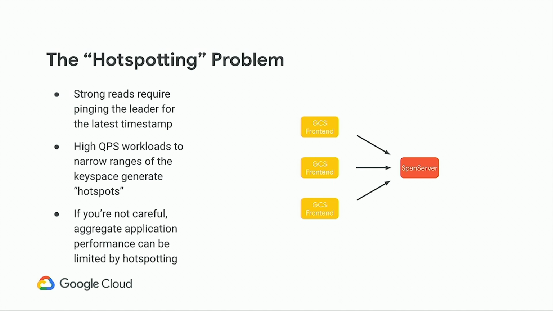So, just for some background on hotspotting: strong reads in Spanner require going to the leader to get the latest timestamp. That is going to hotspot particular servers. And if you aren't careful about this in your application design, it is something that can limit overall application performance.